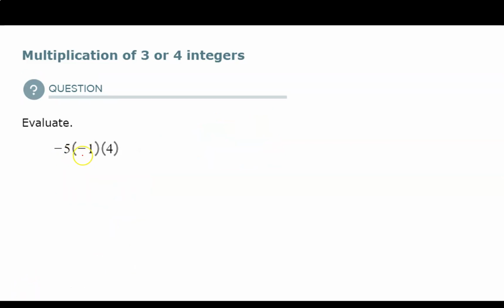This one, I have 2 negative numbers here, so my answer should end up being positive. We don't ever put the plus sign in front of a positive number, but it would be a positive answer. And that's because these two negatives, negative 5 times negative 1 is 5, and 5 times 4 makes 20.